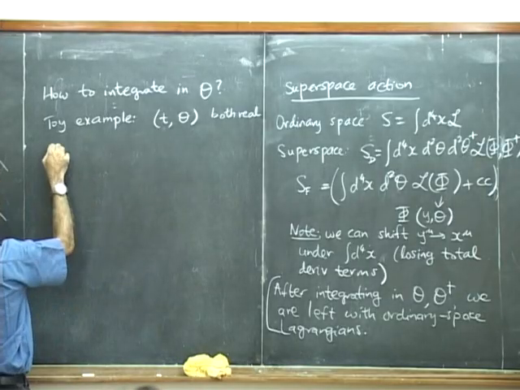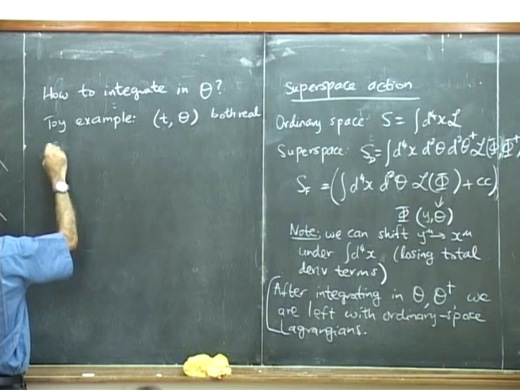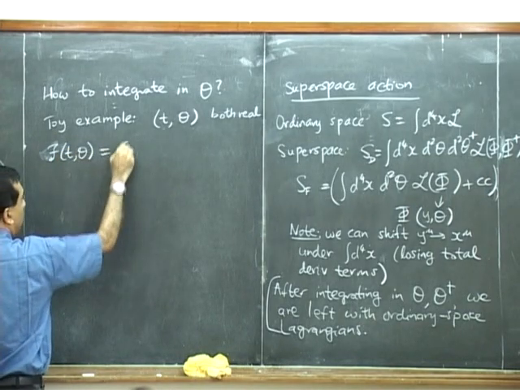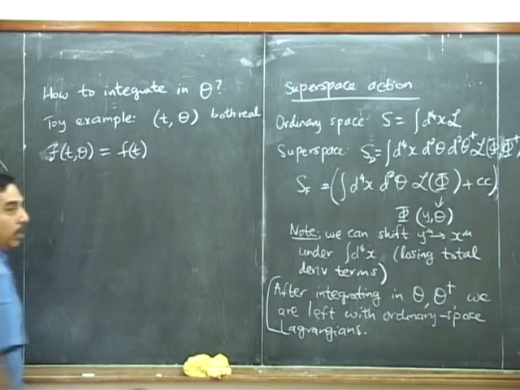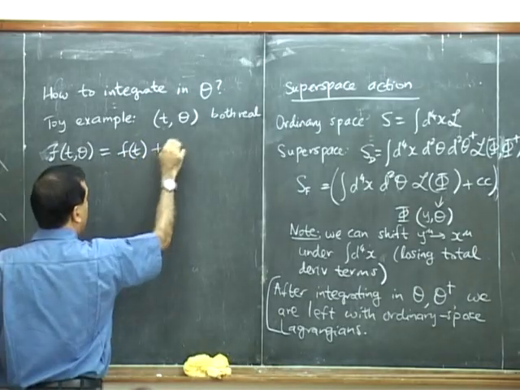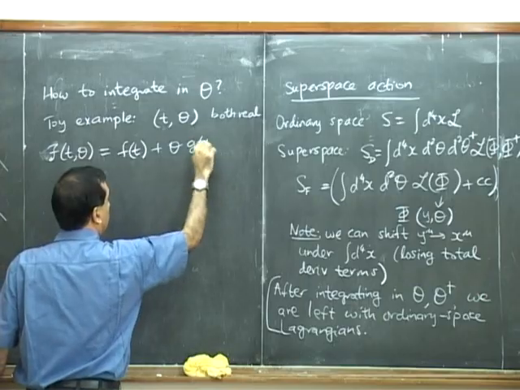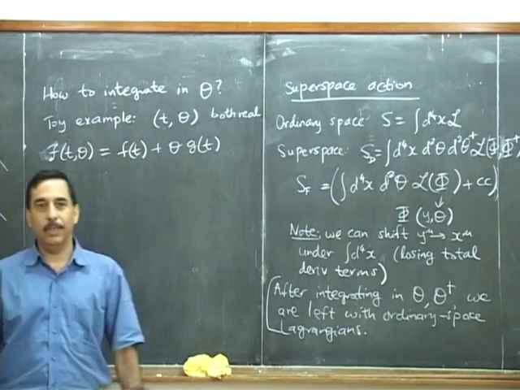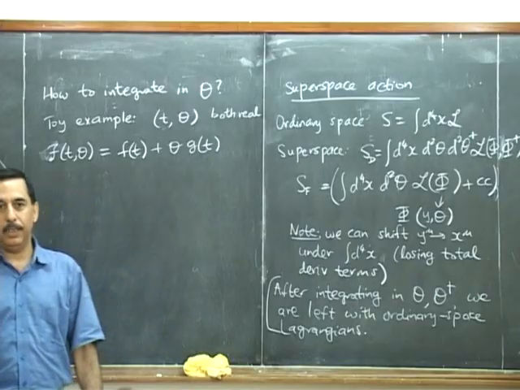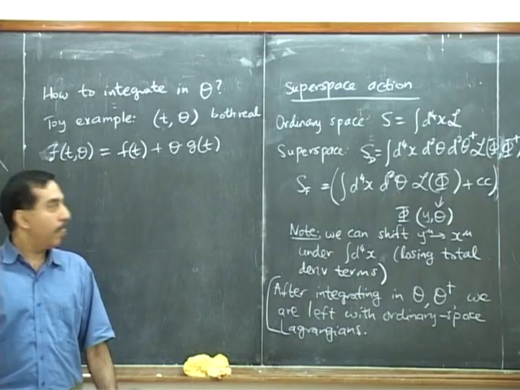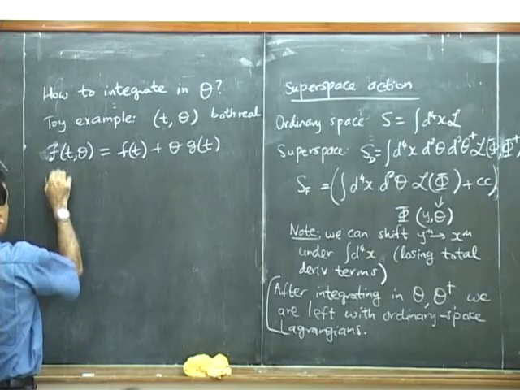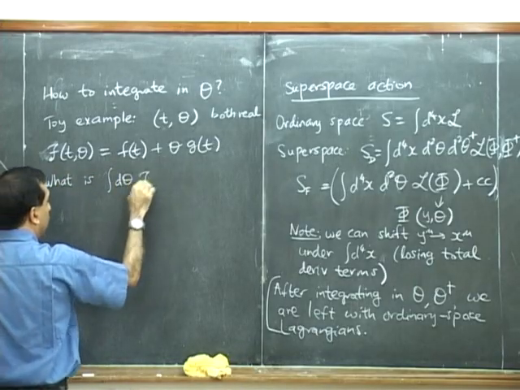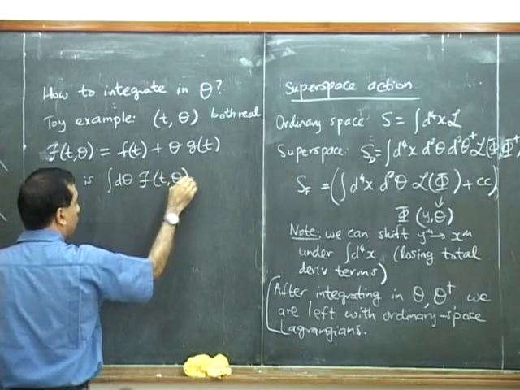Okay. So a superfield f of t and theta can be written as one ordinary function of t plus theta times another ordinary function of t, and that's the end of its expansion in theta. There's only one real theta, so there are no more terms. Is that clear? Okay. Now the question is, what is the integral d theta f of t and theta?